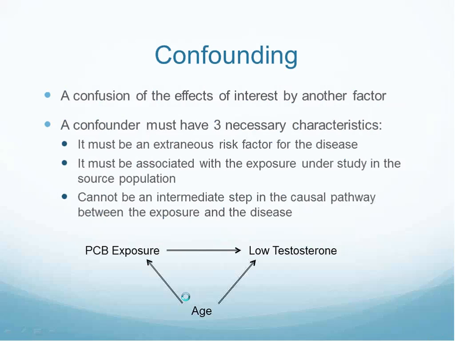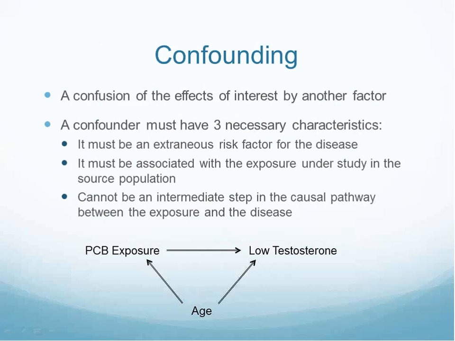So just a brief word about confounding. This is defined as the confusion of effects of interest by another factor. So there's three necessary characteristics for a confounder, but just because a variable fits all these does not necessarily make it a confounder in a specific situation. So it's sort of a case-by-case thing. But the variable must be an extraneous risk factor for the disease in question. It must also be associated with the exposure under study, and it cannot be in that causal pathway. So those are the three characteristics that are necessary.